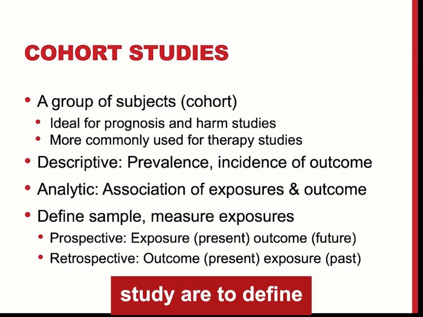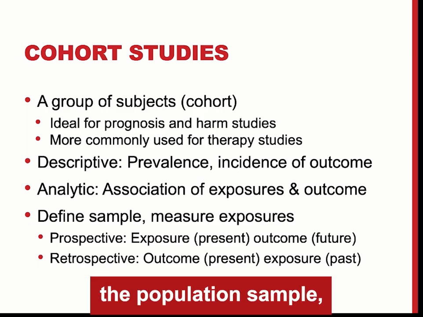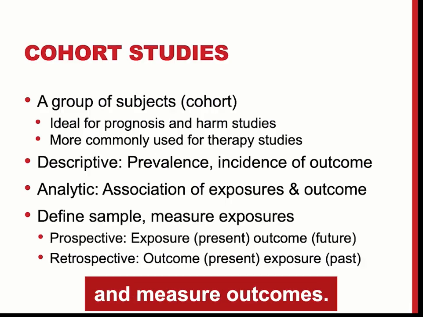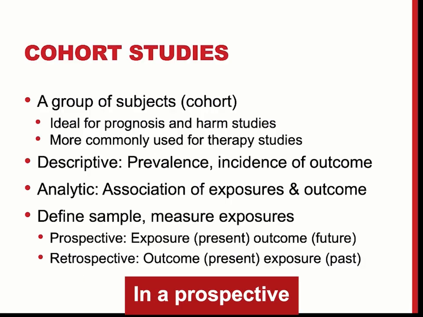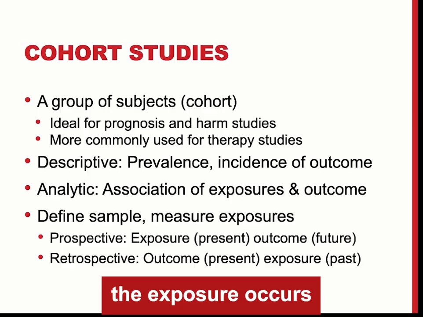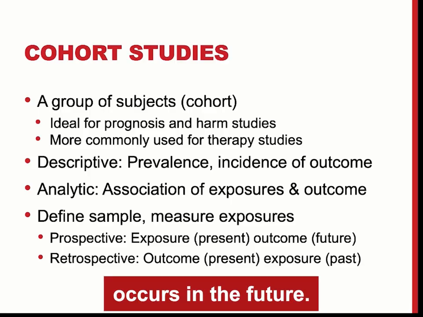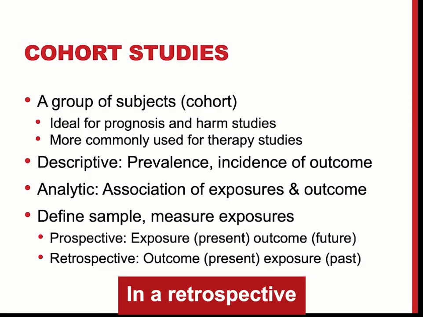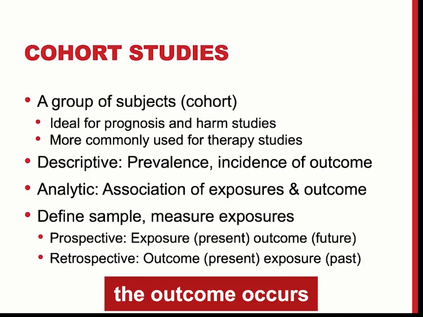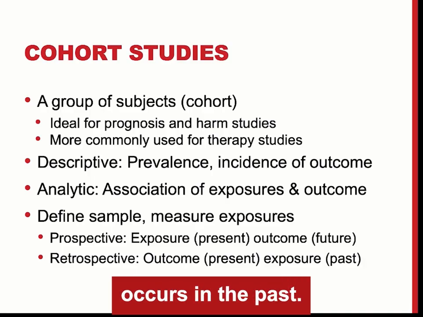The steps in a cohort study are to define the population sample, measure exposures, and measure outcomes. In a prospective cohort study, the exposure occurs in the present and the outcome occurs in the future. In a retrospective cohort study, the outcome occurs in the present and the exposure occurs in the past.